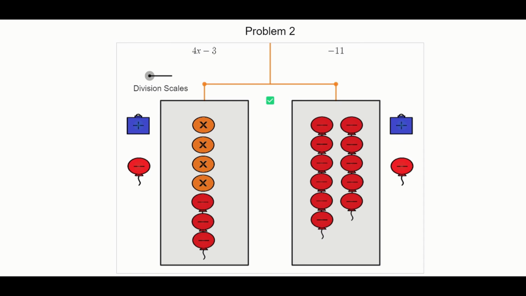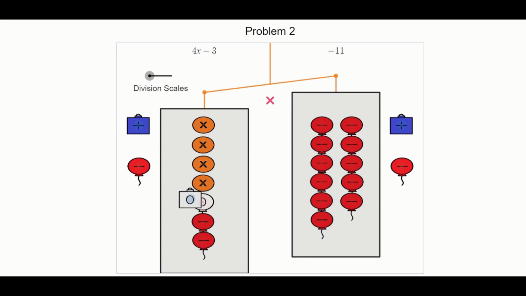Problem 2. Here we have 4 x's and 3 negatives, and on the other side we have negative 11. To cancel out 3 negatives, I need the opposite. I need to add in 3 positives. 1, 2, 3. So that's equivalent to adding plus 3 to the left side, leaving me with the 4 x's.